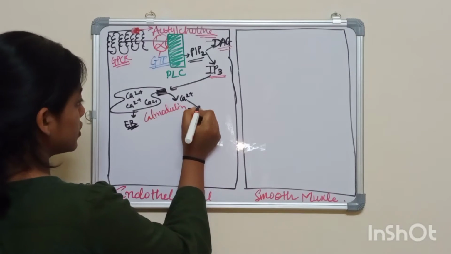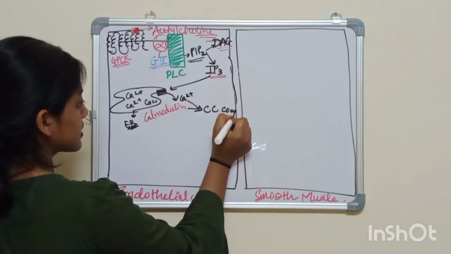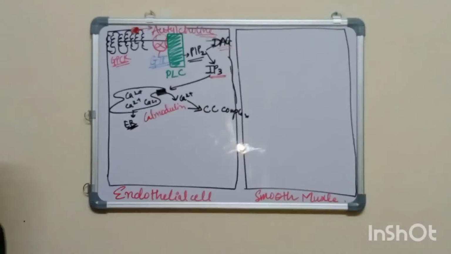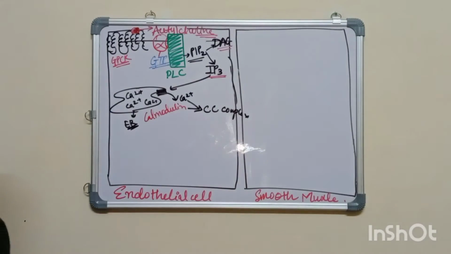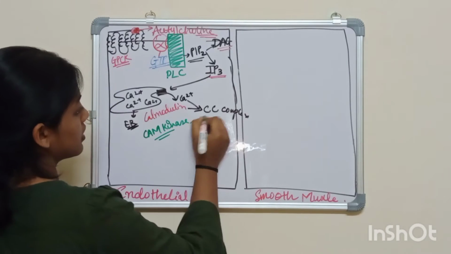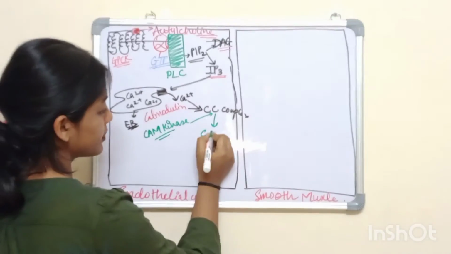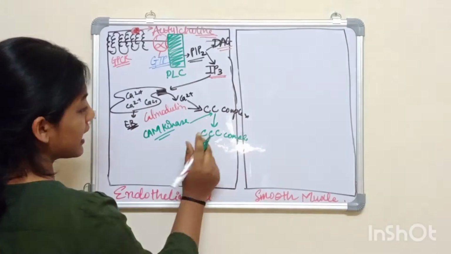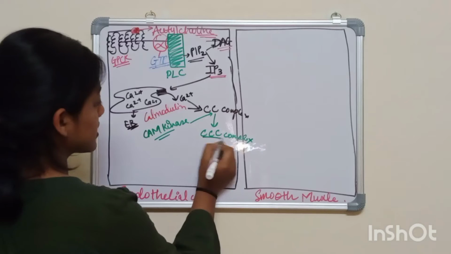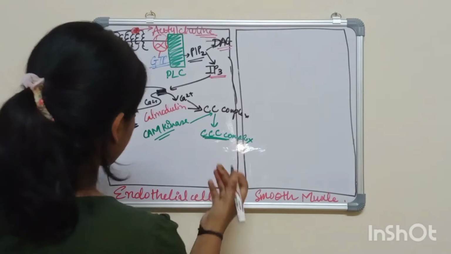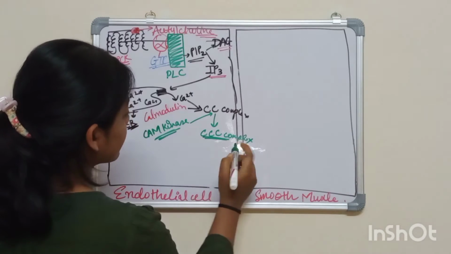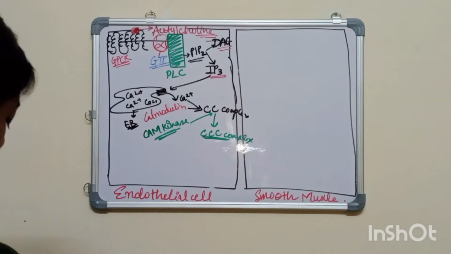Calcium combines with calmodulin to form the CC complex, C for calcium and C for calmodulin. Now this CC complex combines with CAM kinase and forms the triple C complex: calcium, calmodulin, CAM kinase complex. This is a kinase, so it can phosphorylate any protein.